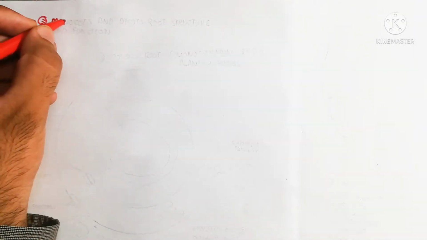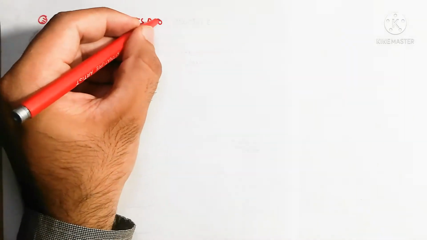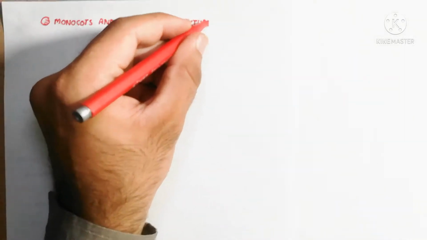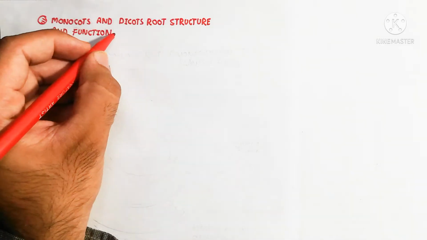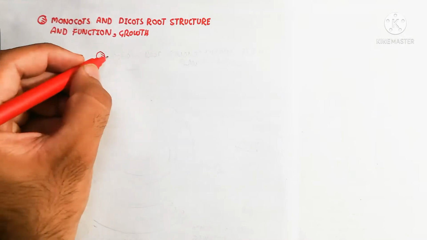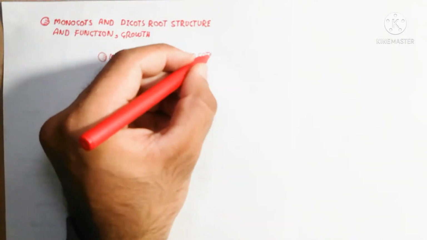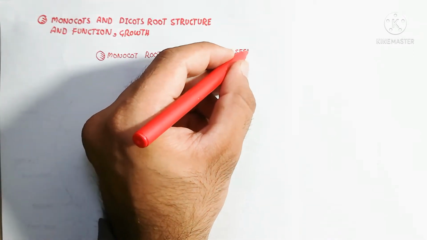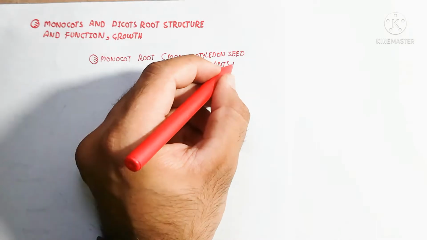So here we will discuss monocots and dicots, root structure and function. We will also understand the growth of the root, secondary and primary growth. So let's begin with the monocot root. Monocot roots mean the monocotyledons are present in their seed, and these plants are mostly herbs. So they are non-woody plants, and no secondary growth takes place.